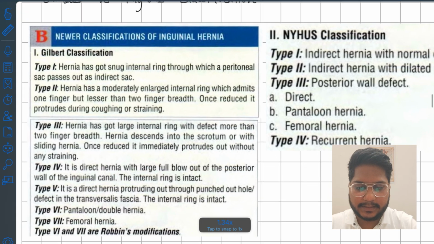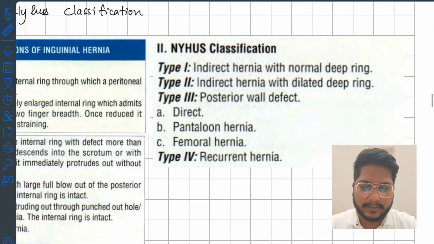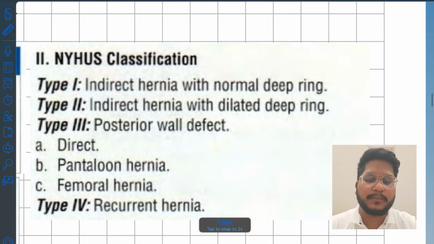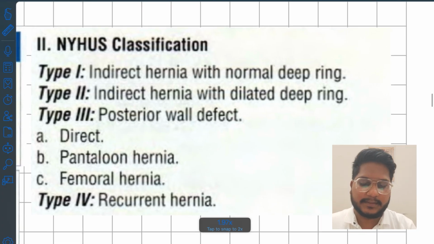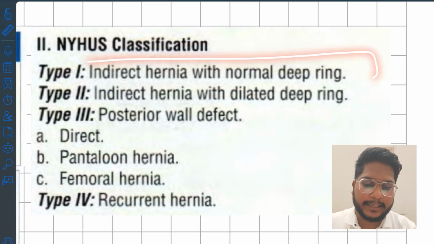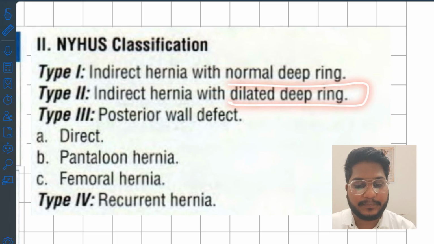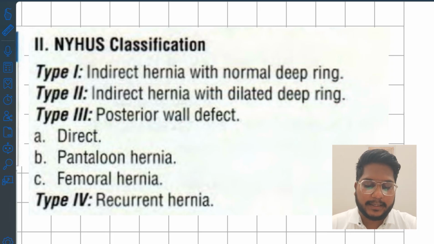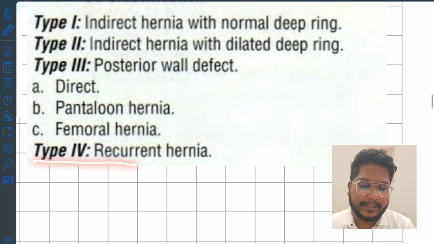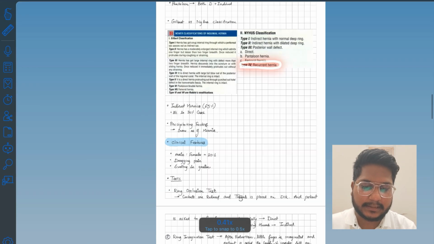So this over here is the Gilbert classification, but we will discuss the Nyhus classification. Type 1 Nyhus classification suggests an indirect hernia with a normal deep ring. In type 2 it means a dilated deep ring is there. In type 3 there is a posterior wall defect. Next is type 4, which is recurrent hernia. So these are the classifications.